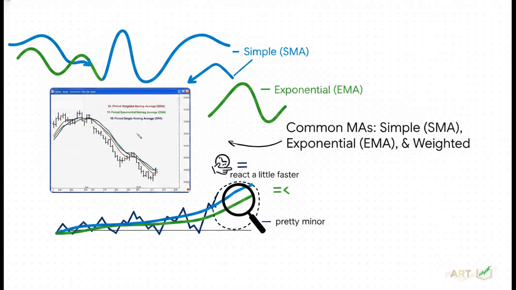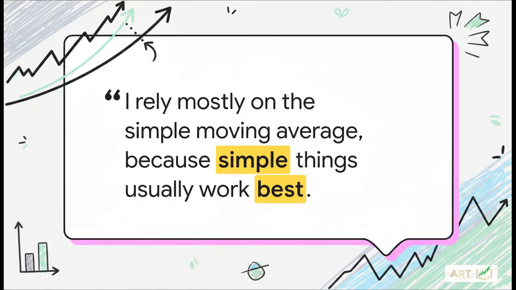Now, you're going to run into a few different types out there. The most common are simple, exponential, and weighted. The last two just give a little more importance to the most recent prices, which makes them react a bit faster. And look, while those little details can matter for some really advanced strategies, the basic idea behind them is exactly the same, and honestly, the difference on the chart is often pretty subtle. In fact, Jeffrey Kennedy, the author of our source material, really puts it perfectly. He says, "I rely mostly on the simple moving average because simple things usually work best." And I couldn't agree more. So for the rest of our time here, we're just going to stick with the simple moving average, or SMA.